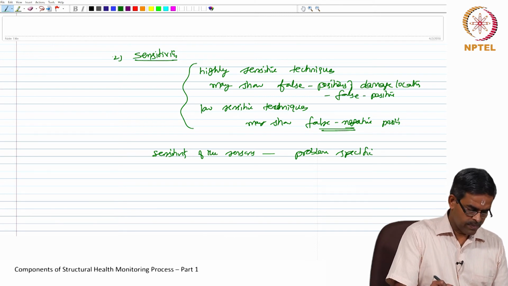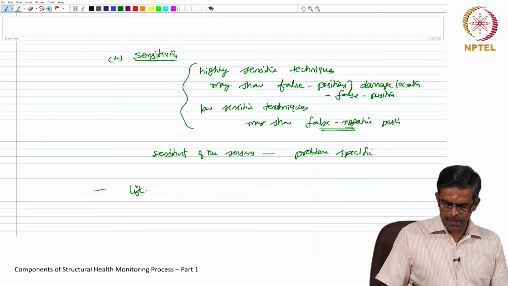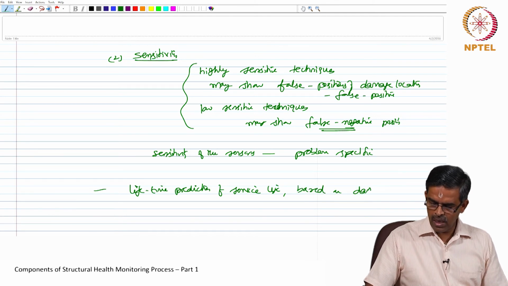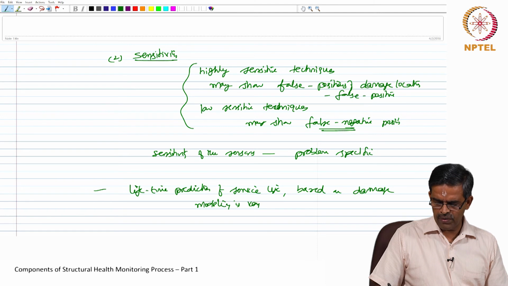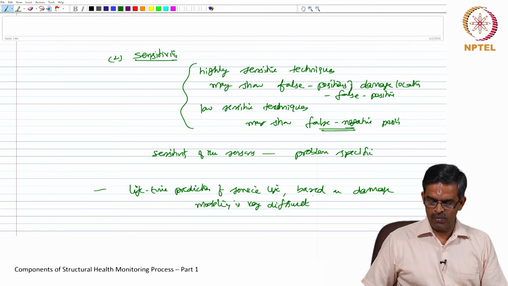Further, lifetime prediction of service life based on damage modeling is actually very difficult to do. I will show an example later in the next module, where one of the jetties have been assessed for damage modeling and based on which a service life prediction has been made. I will show you the complexity and uncertainty involved in this estimate.